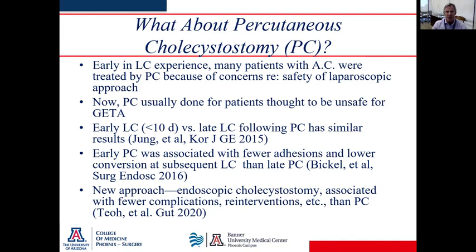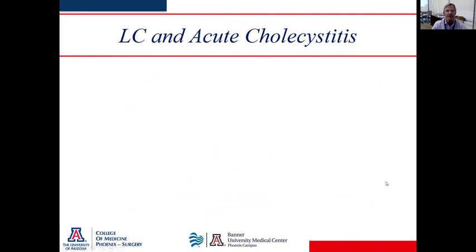If one performs percutaneous cholecystostomy early in the progression of acute cholecystitis, there were fewer adhesions and a lower conversion rate than if you waited until the disease was well underway before performing percutaneous cholecystostomy. A newer approach, and there's not much literature on this, is an endoscopic cholecystostomy. There's been at least one trial comparing this with percutaneous, showing fewer complications and re-interventions than with percutaneous cholecystostomy. More to come on this technique in the future, I believe.